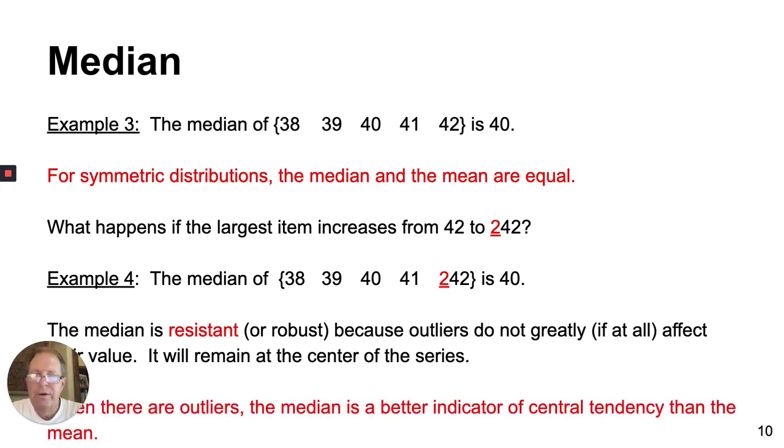When there are outliers, the median is a better indicator of central tendency than the mean. That's important. So if you conclude that there are outliers, I want you to use the median as a basis for comparing two distributions. If the distribution is symmetric, then you can use the mean. Another drawback of the median is that it, again, cannot be treated algebraically. You don't see formulas with the median embedded in that formula.